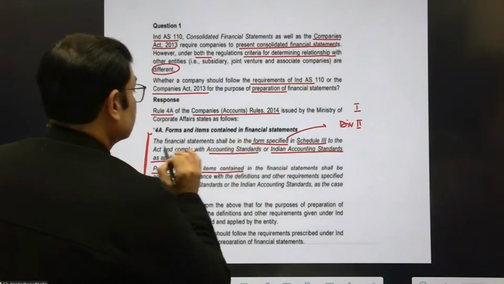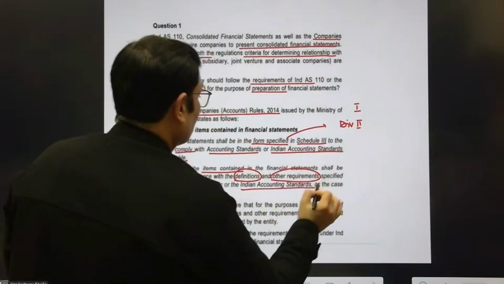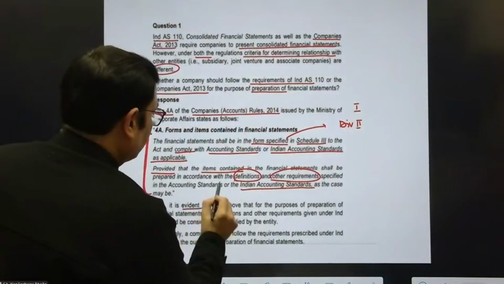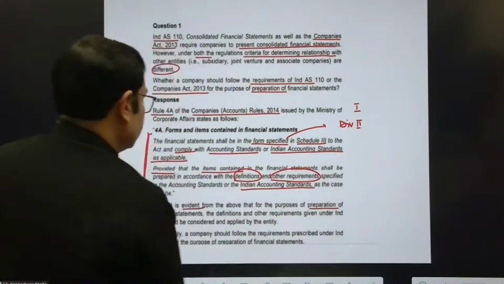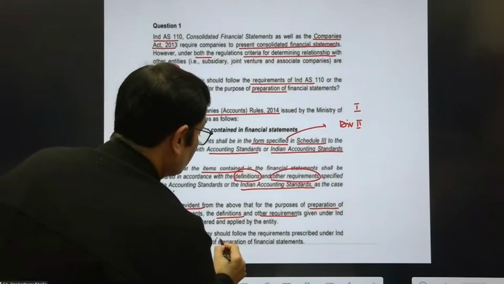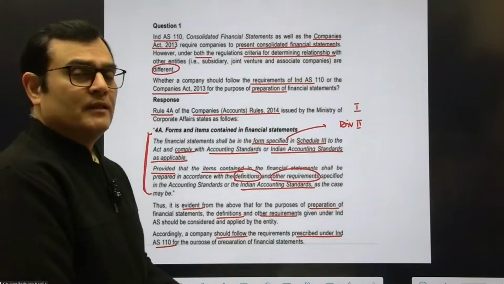Provided that the items contained in the financial statements shall be prepared in accordance with the definitions and other requirements specified in the accounting standards or the Indian accounting standards, as the case may be. So it says that when you are going to make the consolidated financials as per the format prescribed under the Companies Act, we need to consider the definitions and the requirements contained in the Ind AS. Thus, it is evident from the above that for the purposes of preparation of financial statements, the definitions and other requirements given under Ind AS will be considered and applied by the entity. Accordingly, a company should follow the requirements prescribed under Ind AS 110 for the purpose of preparation of financial statements. So this question gives us clarification that when you are looking at the control assessment, I need to go with the guidance which is given in 110.